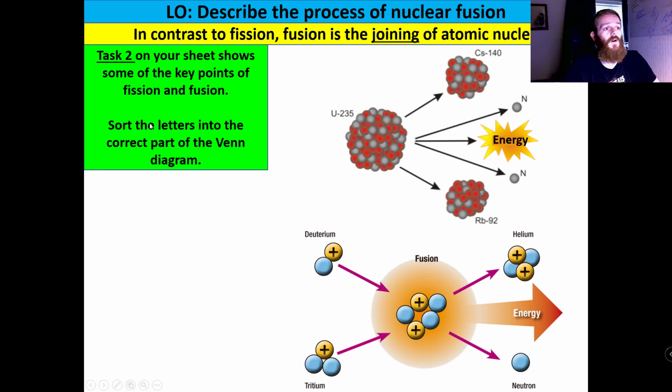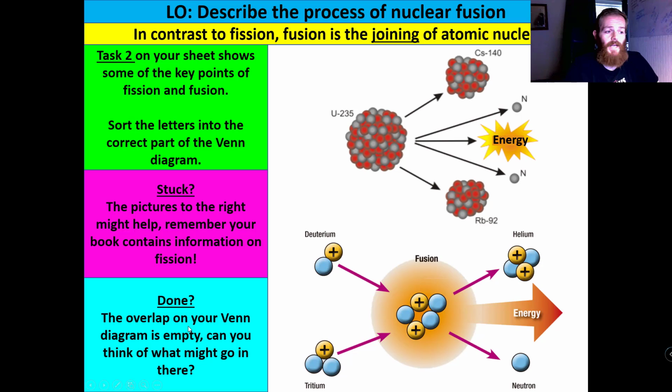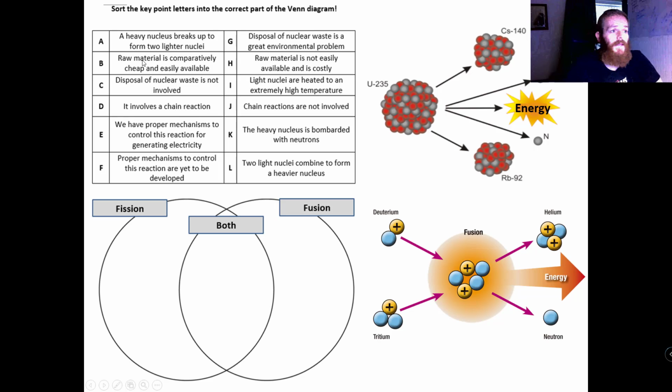Okay, so it says task 2 on your sheet. I've done this a little bit differently. It's got some of the key points of fission and fusion, and I'm going to show you a Venn diagram in a second, and I want you to put the correct letters in the right spot on your Venn diagram. Okay, if you're stuck, these pictures might help. And in a minute, there's an overlap that I want you to think of. Does anything fit in that overlap in the middle? Okay, so what I mean is this. These are the comments that I want you to use. I want you to read it.